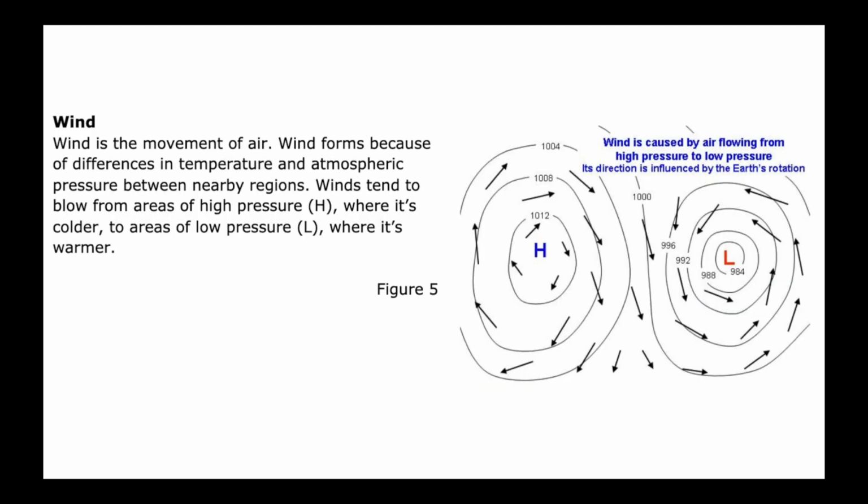Let's get started. Wind is the movement of air. Wind forms because of differences in temperature and atmospheric pressure between nearby regions. Wind tends to blow from areas of high pressure, where it's colder, to areas of low pressure, where it's warmer. Figure 5 shows wind, which is caused by air flowing from high pressure to low pressure.